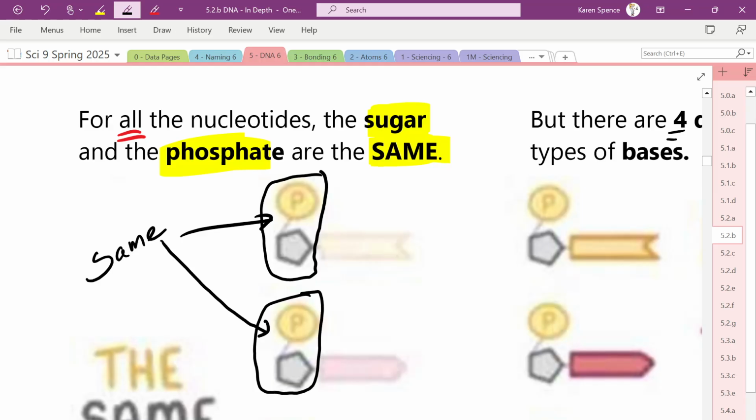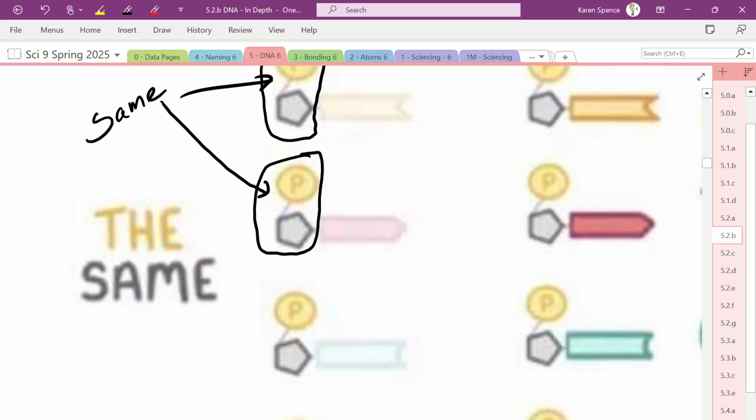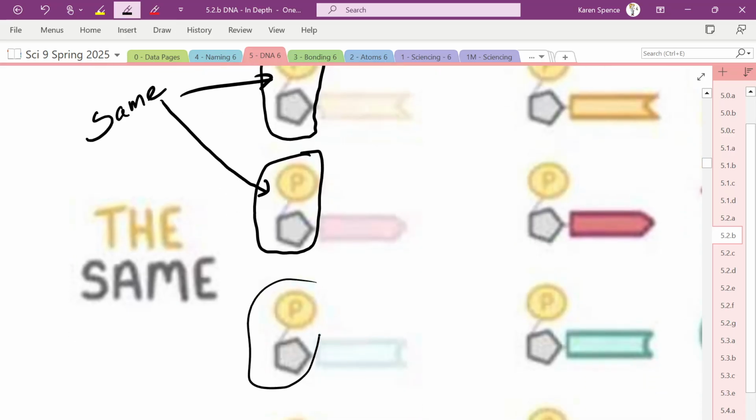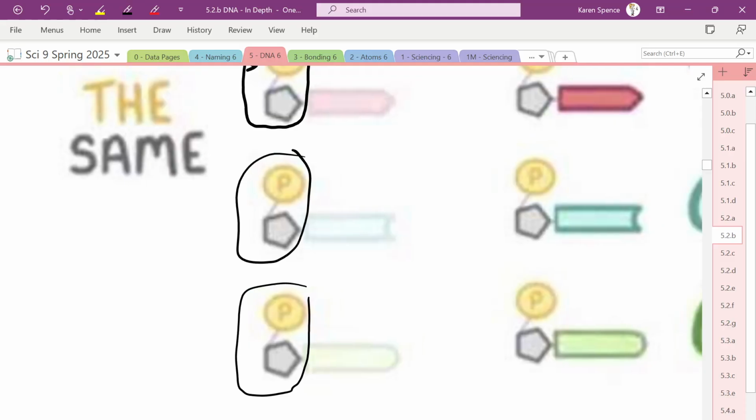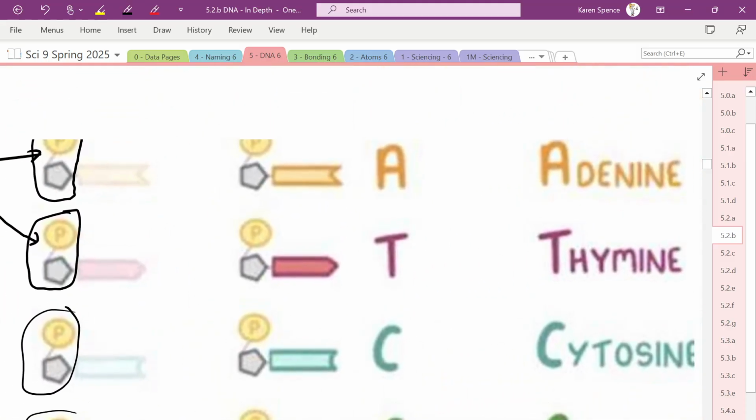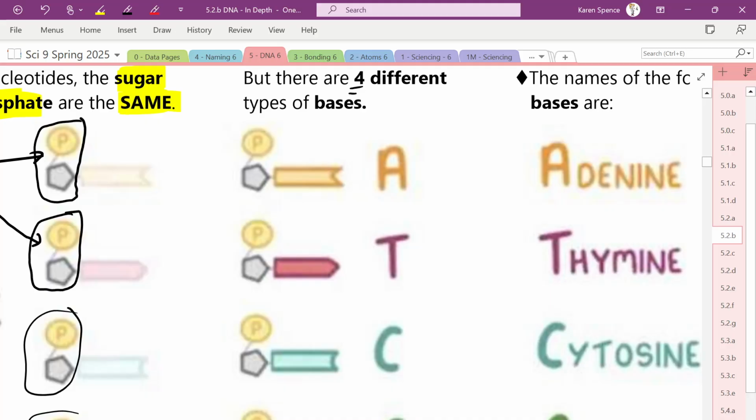However, if we look at the bases, and you can see actually if we go down here, this is the same, that's all the same. But let's look at the bases. Are the bases the same? No, it is the bases that have the letters A, T, C, and G.